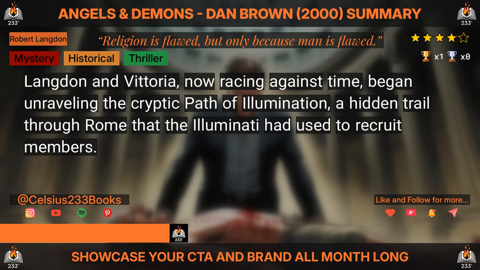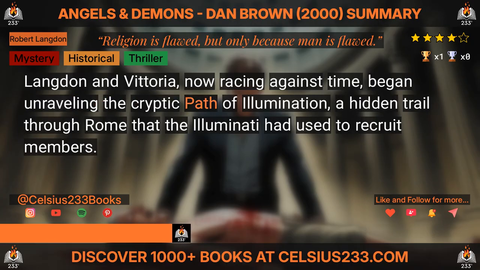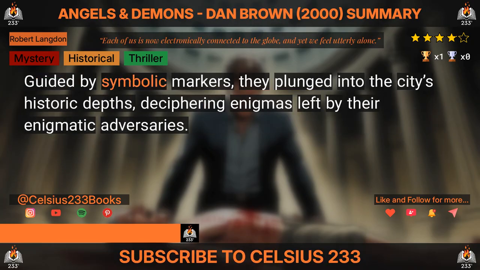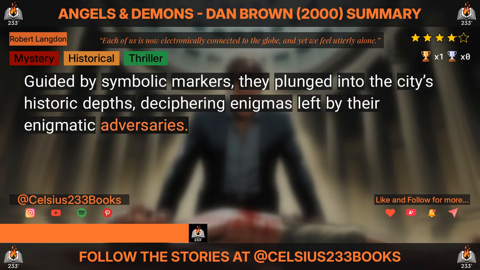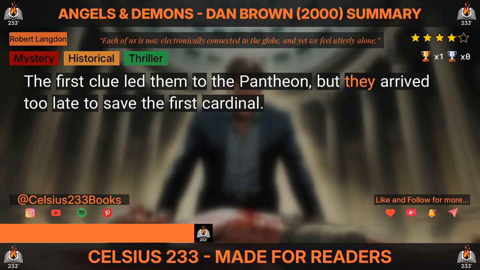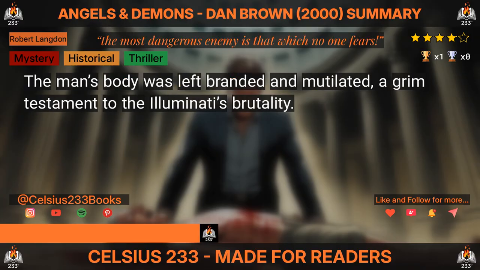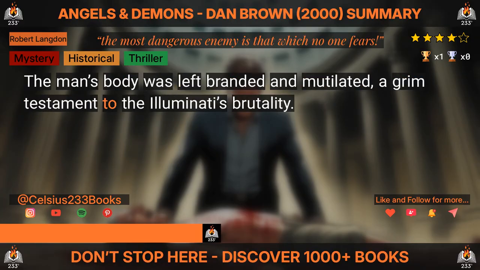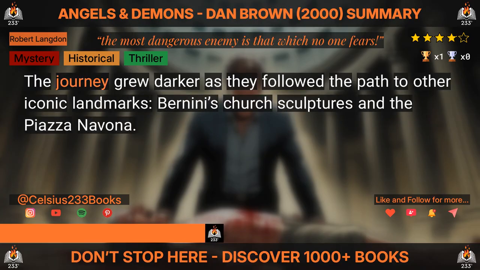Langdon and Vittoria, now racing against time, began unraveling the cryptic path of illumination, a hidden trail through Rome that the Illuminati had used to recruit members. Guided by symbolic markers, they plunged into the city's historic depths, deciphering enigmas left by their enigmatic adversaries. The first clue led them to the Pantheon, but they arrived too late to save the first cardinal. The man's body was left branded and mutilated, a grim testament to the Illuminati's brutality.